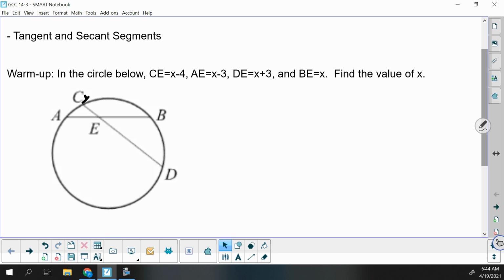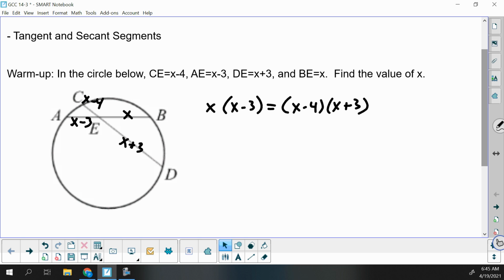So CE is x minus 4. AE, we have x minus 3. DE is x plus 3, and BE is x. So we multiply the parts of our chords that are on the same chord and set them equal to each other. So we'll have x times x minus 3 is equal to x minus 4 times x plus 3.